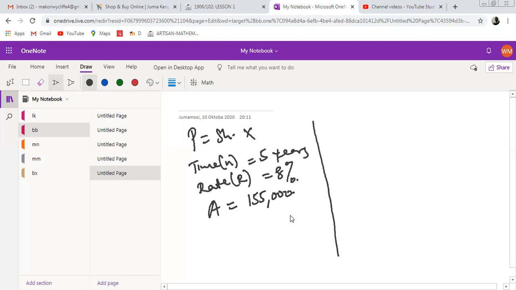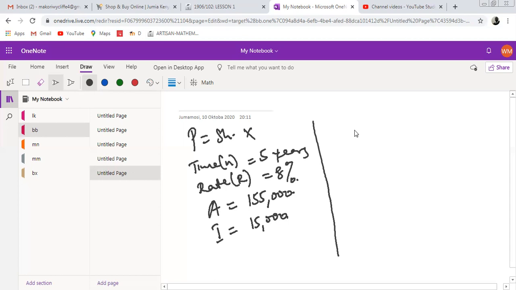Or alternatively, you can ask this: how much did the person borrow, if you are given that the interest was actually 15,000. You are told that a person borrowed a certain amount of money, which is X shillings. It took that particular person 5 years to repay that particular loan. The rate of interest charged is 8%. The total amount was 155,000, and this is actually what was given.